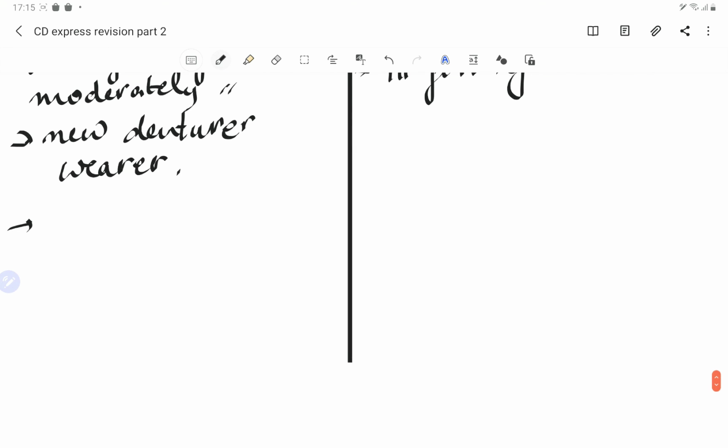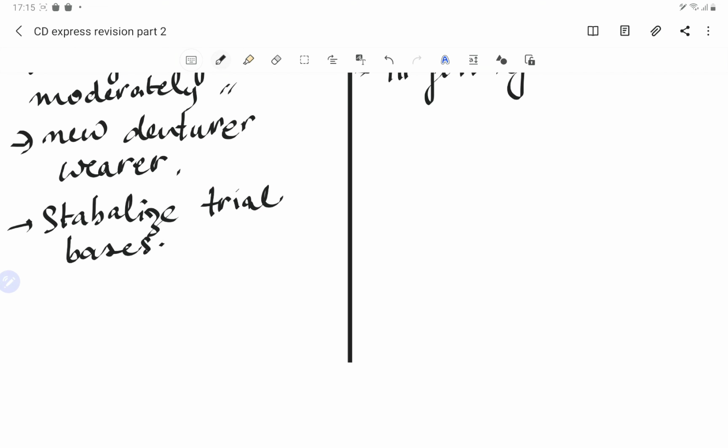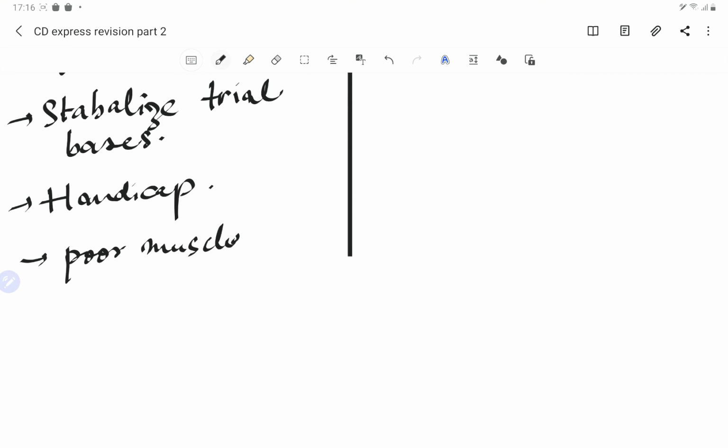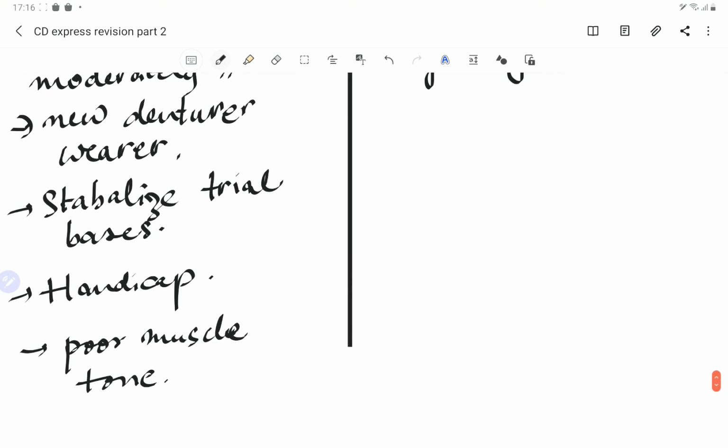And also, where do we use this denture adhesive? We use it while recording the jaw relationship, to stabilize the trial bases. Basically, trial bases are our denture bases with the occlusal rims, right. And then we also use this denture adhesive in case of handicapped people, in case of people having poor muscle tone, because the muscle cannot hold the prosthesis or the denture. In poor muscle tone also we have to use the denture adhesive, for example, if a person is having Parkinson's disease and all.